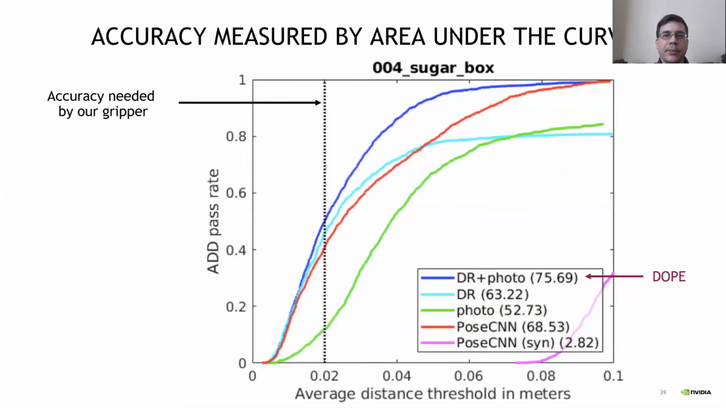So this is just a curve of one of those objects. This is the sugar box object. The blue curve is our DOPE algorithm trained on the domain randomized and the photorealistic data. And you can see that it outperforms domain randomized or photorealistic individually. And it also outperforms another state-of-the-art network called PoseCNN. And then I have a little dotted line here, which is set at 2 centimeters, which is roughly the accuracy needed by our Baxter's gripper to be able to grab something reliably.